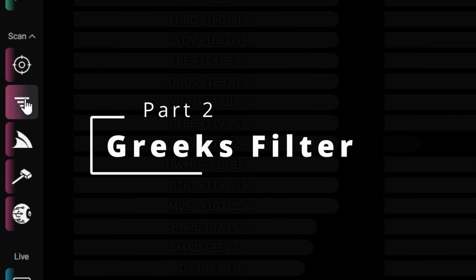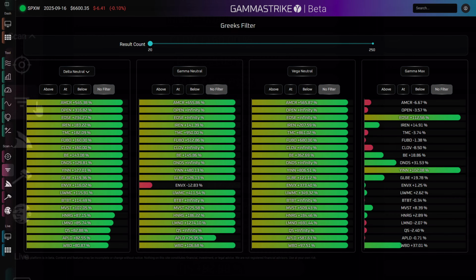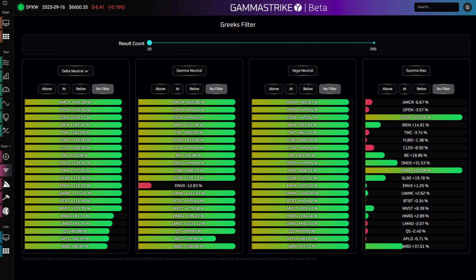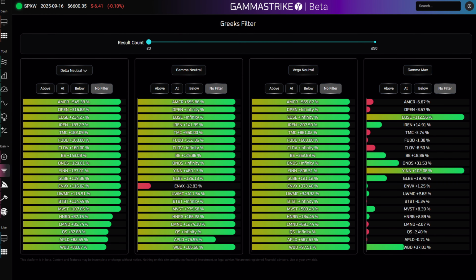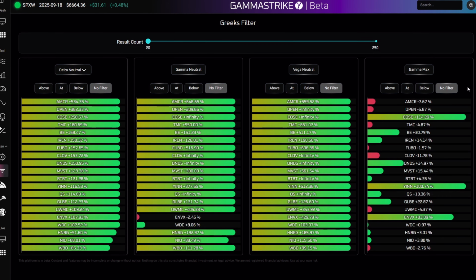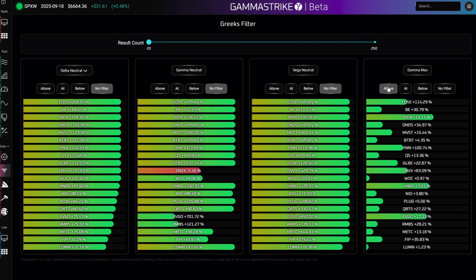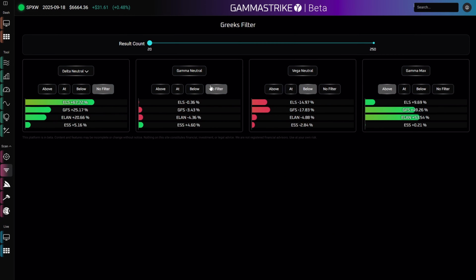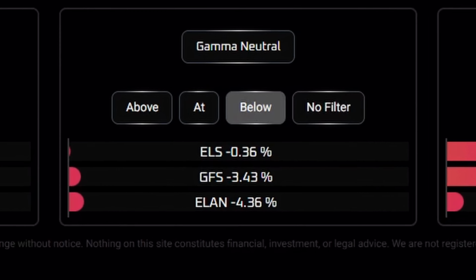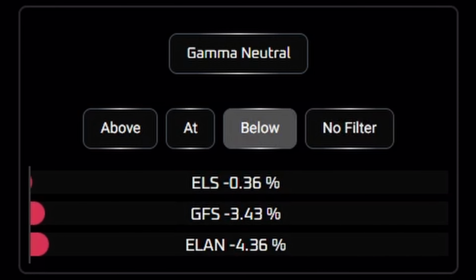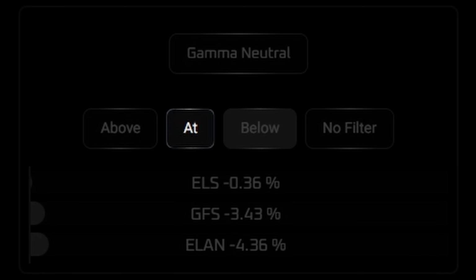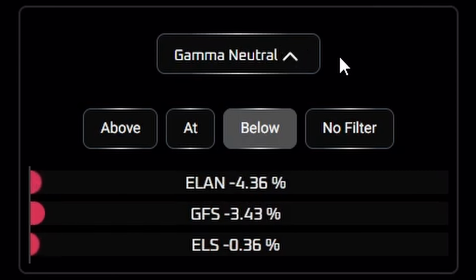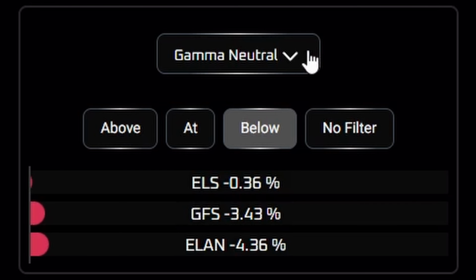Up next is the Greeks filter scanner. This allows you to filter tickers by the most recent price at close compared with the calculated Greek neutrals. You can also combine the filtering of different neutrals to find the combination you desire. For each of the neutrals, you can select whether price is above, at, or below the relevant neutral. You can also sort by how far price is from the neutrals.